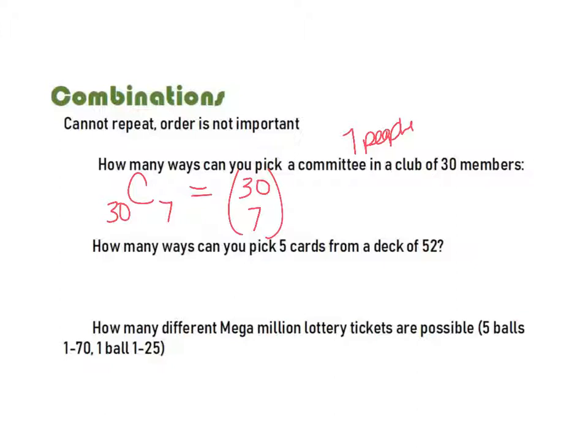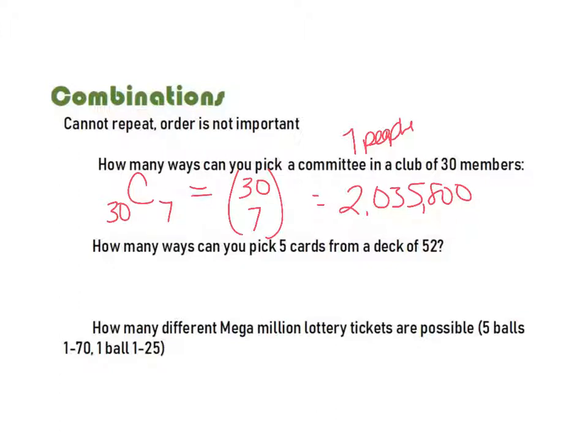If you do it in your calculator, I goofed it up, sorry. I have 2,035,800 different ways I could come up with that committee.